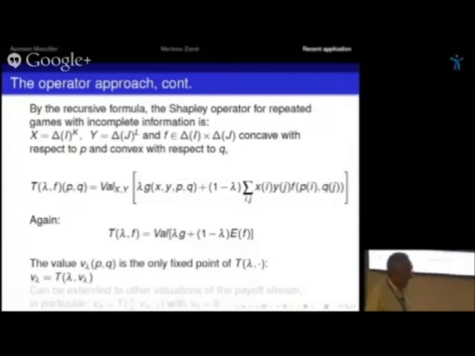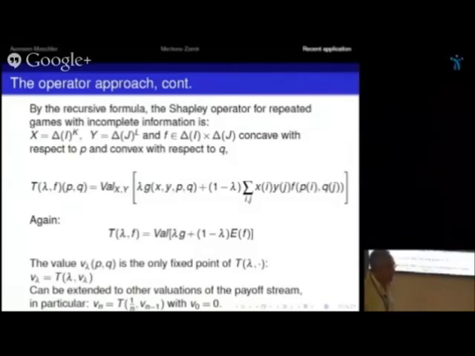Now this can be extended not necessarily to the discount factor, but to other valuations. For instance, for the finite game, we have this type of relation: Vn equals T of 1 over n, which plays the role of lambda, and V n minus 1.